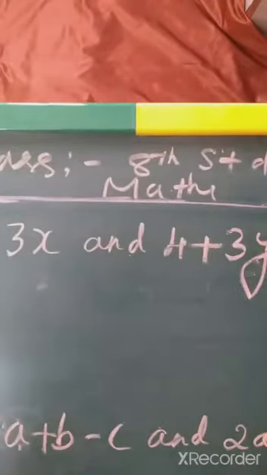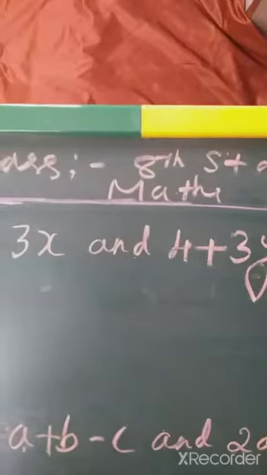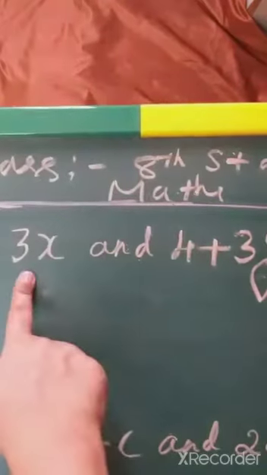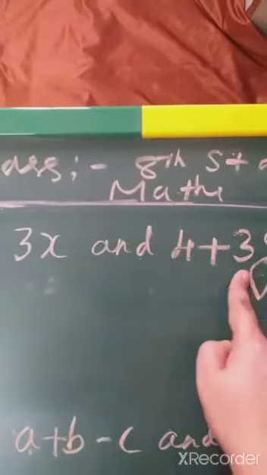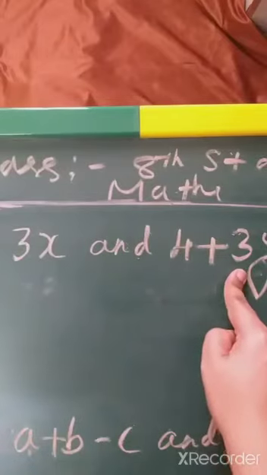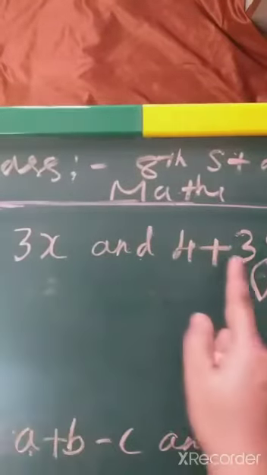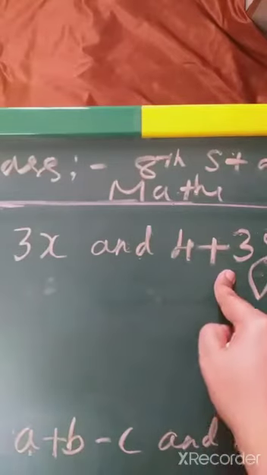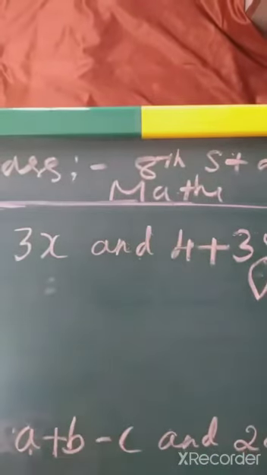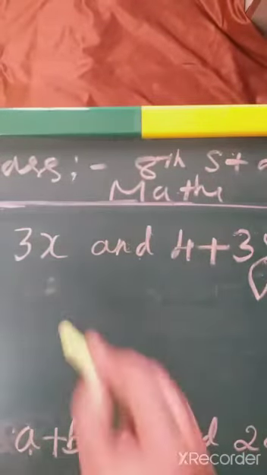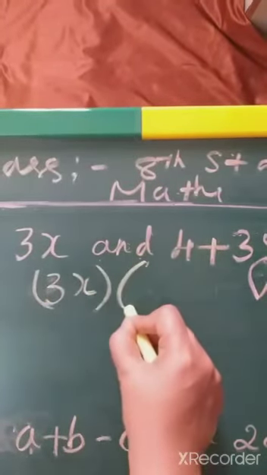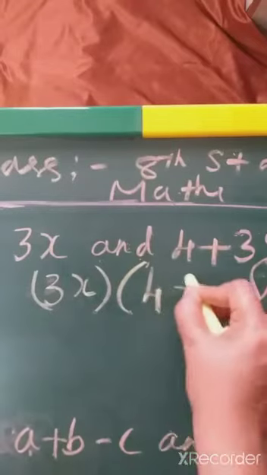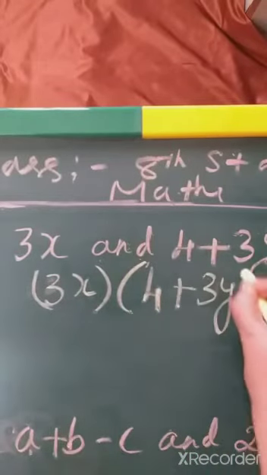Next, exercise 9.3. The second one is related to multiplication of monomial and binomial. Now here 3x, now you know the difference of monomial, binomial and trinomial. 3x is monomial, 4 plus 3y is binomial. So now we have to multiply 3x with 4 plus 3y. Find the product. Product means always multiplication. 3x, bracket means into; instead of writing into we can write bracket.